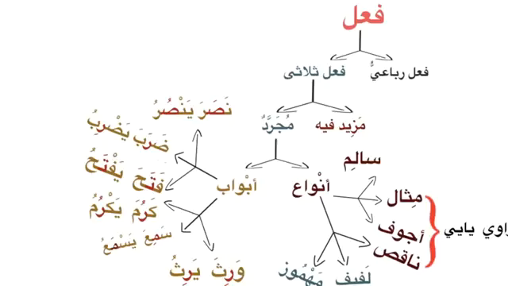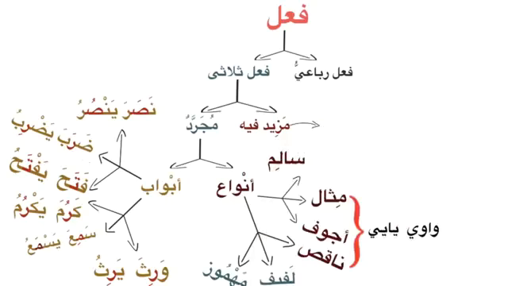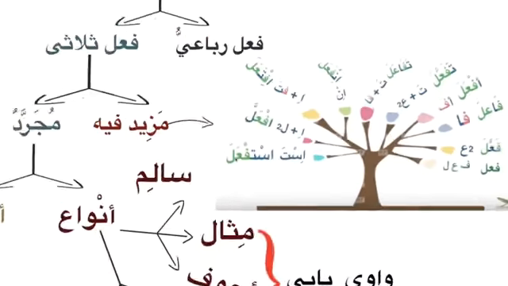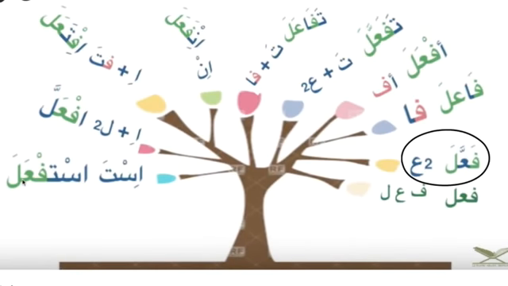Going to Mazid fihi. We know Mazid fihi has 10 forms. We've done this in the beginning of book 3, so we're not going to go through all the forms. What we're going to do in this lesson is concentrate on form 2 inshallah, which is fa'ala.